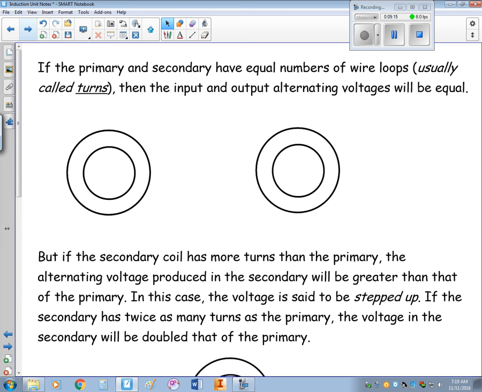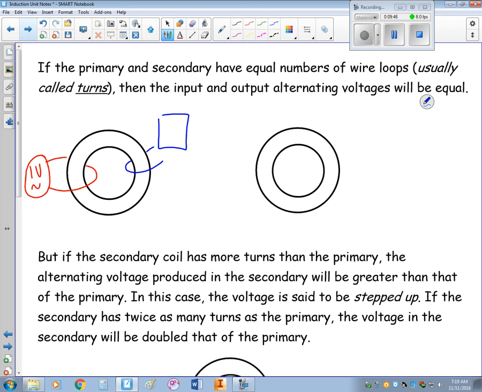So, if the primary and secondary have an equal number of loops, and we usually call these loops turns, then the input and the output will be equal. So, for example, if I had 1 volt of alternating current, and I attach it to a wire going around on the secondary side, when I hook this up to some sort of meter, I will measure 1 volt of alternating current.